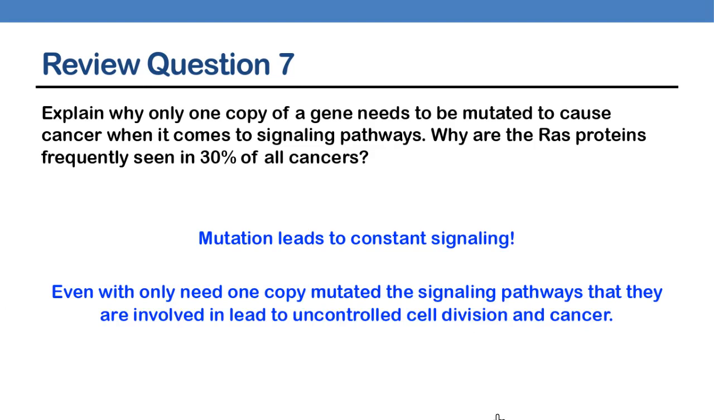So you really only need one copy to be mutated in order to get this amplification that is going to persist. And then it isn't able to turn off due to the point mutation. Yep, perfect. So this is why this signaling pathway is so powerful.